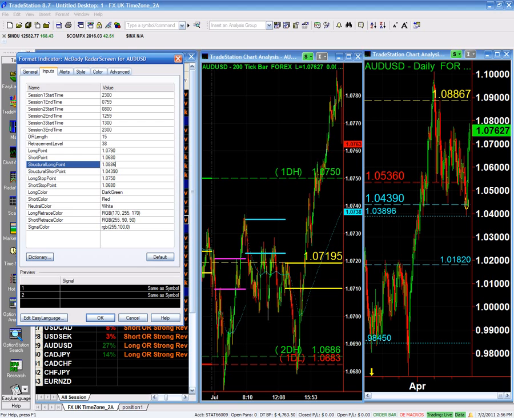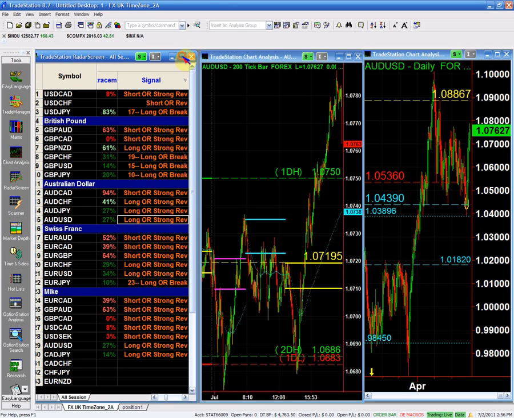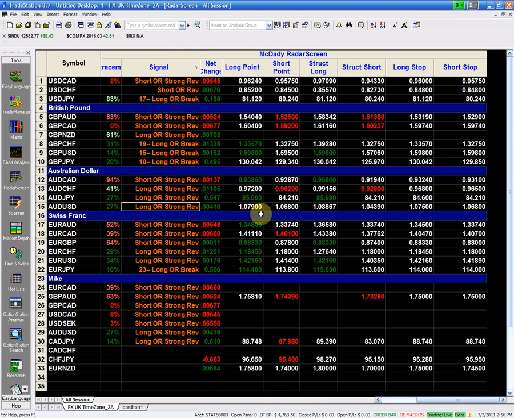Okay, that is the Aussie dollar. We're going to buy above the 107.90. If we do, we're going to place our stop below 107.50, so we're risking about 50 pips on that trade. And our structure long is the 108.86.